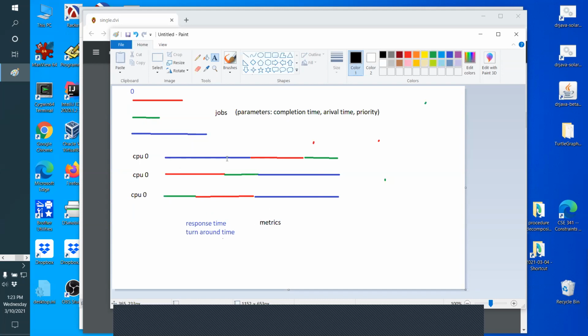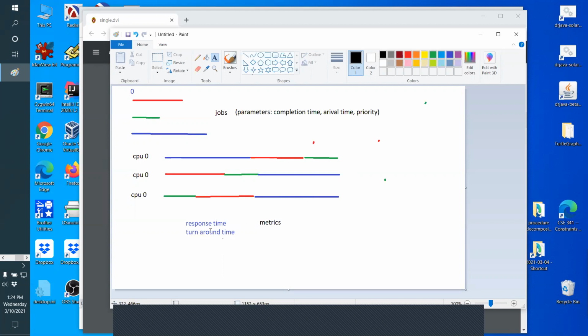The turnaround time for him is up to here. The turnaround time for the red is up to here. And the turnaround time for the green is all the way up to here. Compute those three turnaround times, and compute their average. This one will have a much larger turnaround time than this one. This one will have the shortest turnaround time. You'll be averaging three smaller numbers than you would be here. So we're usually interested in the average of these things.